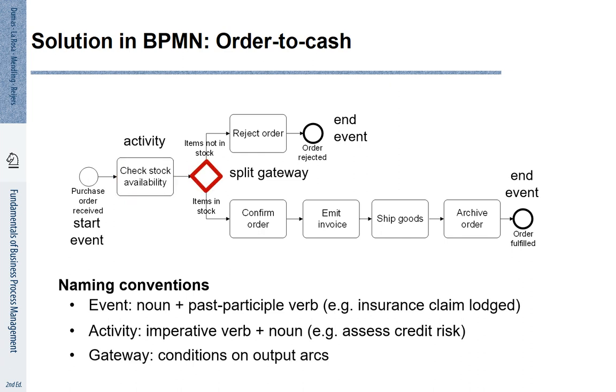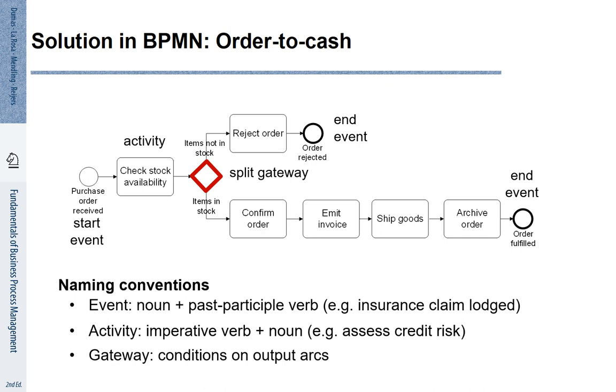The process then continues with a gateway. Gateways indicate that decisions are taken. Here, a decision is taken to either reject the order or to confirm it. This decision is being taken based on the condition whether items are in stock or not. It is a naming convention to write these conditions on the outgoing arcs of this gateway.